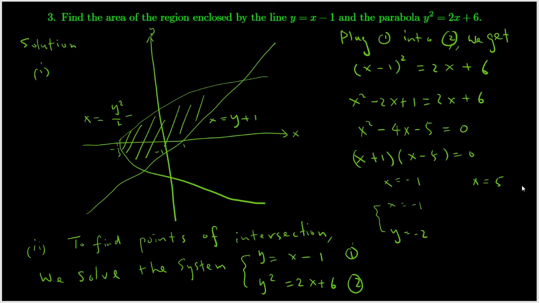Corresponding to x value of 5, we have another solution. The solution is given by x value is 5, and then you use equation 1 again, you get the y value. You subtract 1 from the x value, you have the y value, right? So you have y value equals 4. Correspondingly, we have 2 points of intersection. There are 2 points of intersection.